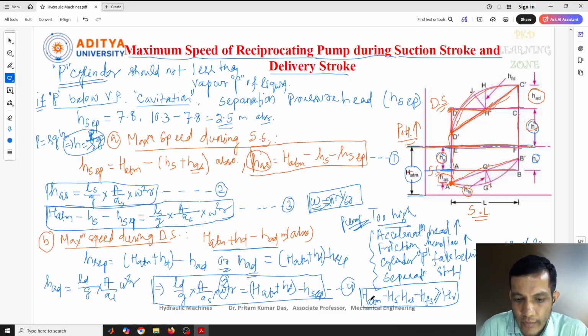So here H ATM is the atmospheric pressure head. Similarly, this is the suction head, this is the head due to the acceleration at the suction pipe, and this is the head loss due to friction at the suction pipe. All these values together should be greater than the HV value, which is nothing but the vapor pressure head.